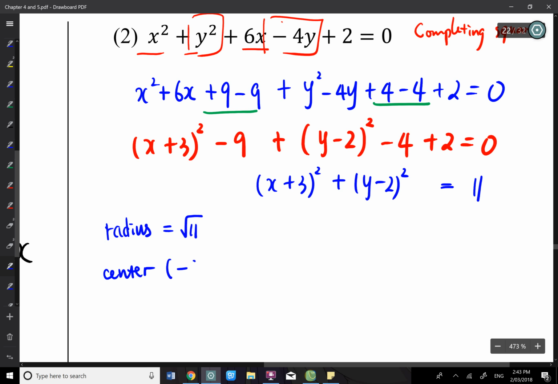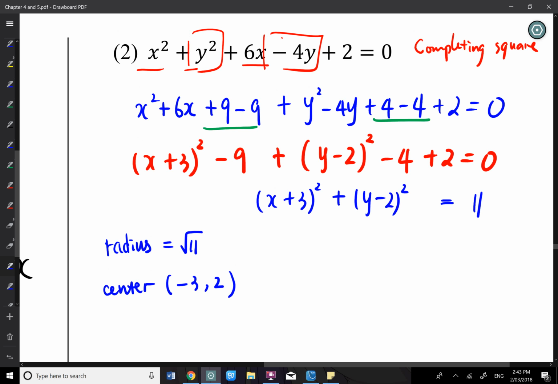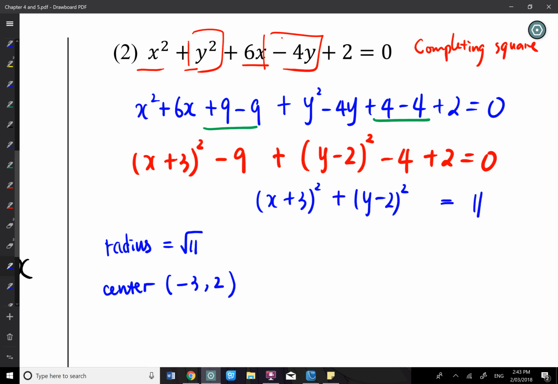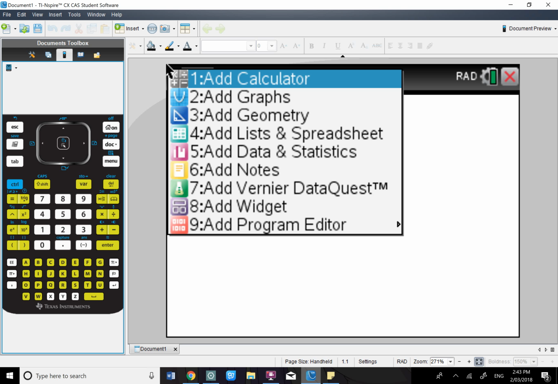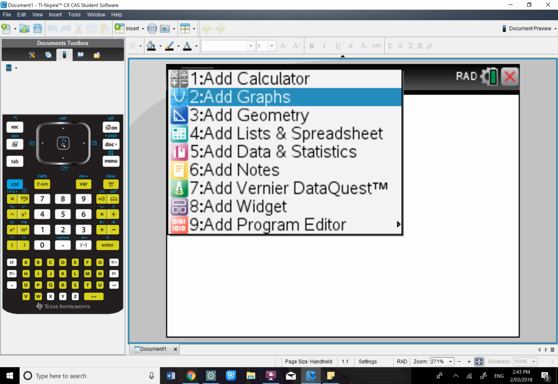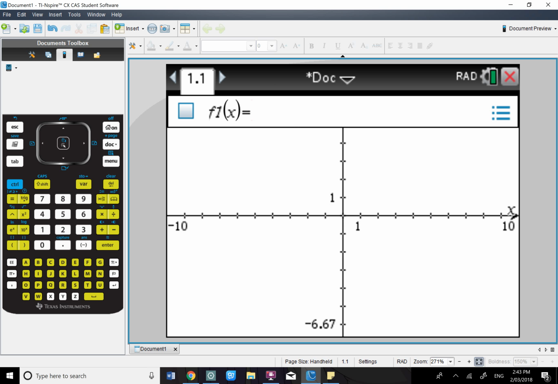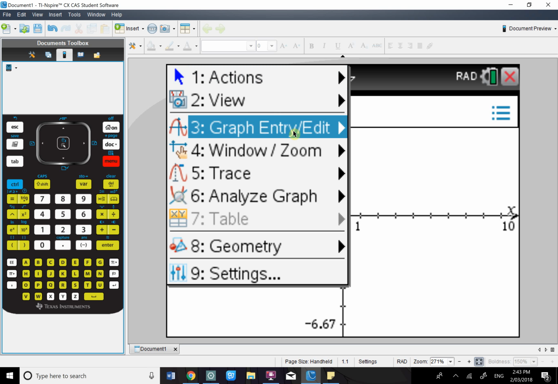-3 and 2. I'm not going to sketch this one, you go and complete the sketch by yourself. But I want to show you one thing. Because you said I'm not teaching you how to use your calculator, I'll teach you, since I'm doing circles, how to use the calculator to sketch a circle. So you go to the graph page, go for menu. Because this is not y equals something, it's not f(x) equals something, it's mixed with x and y, all combined together. So what you do is go for graph entry edit.